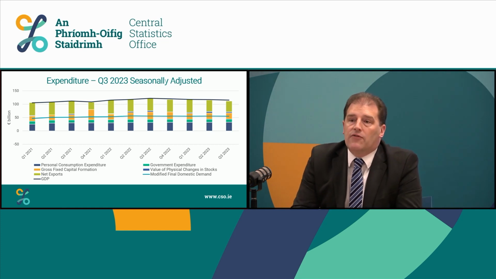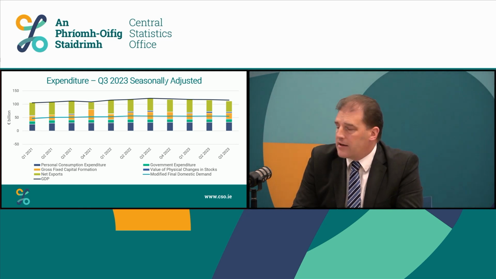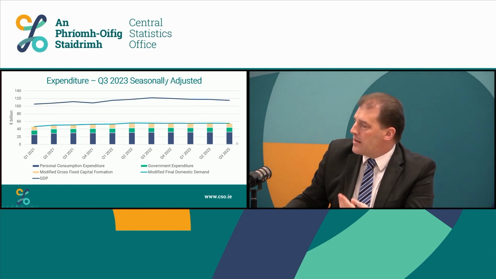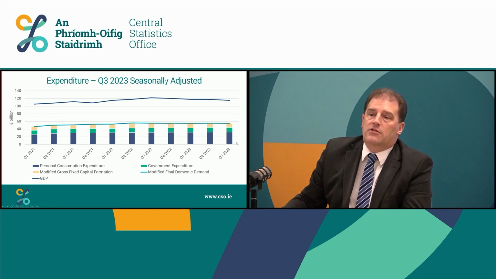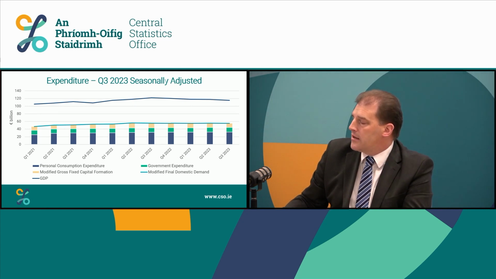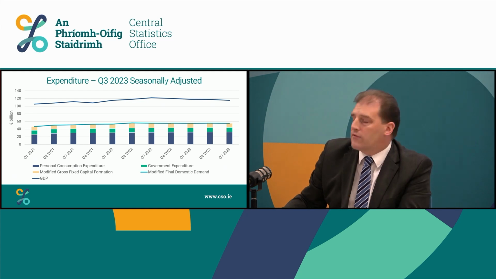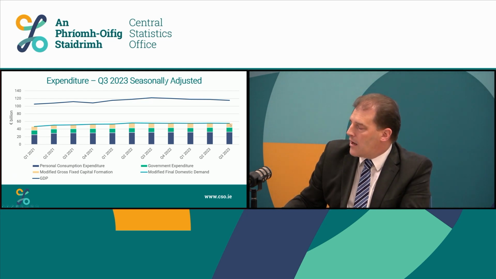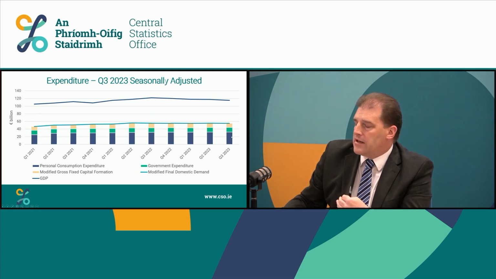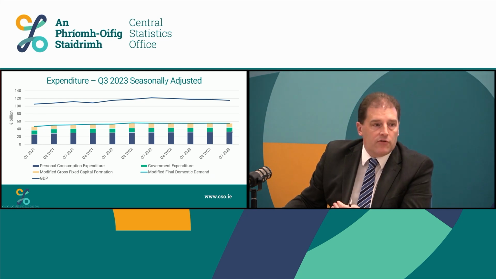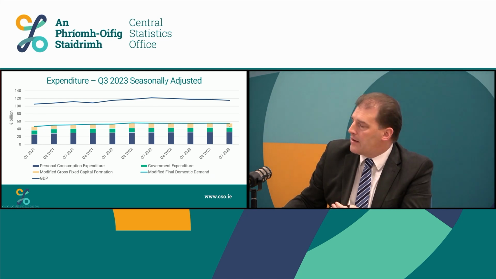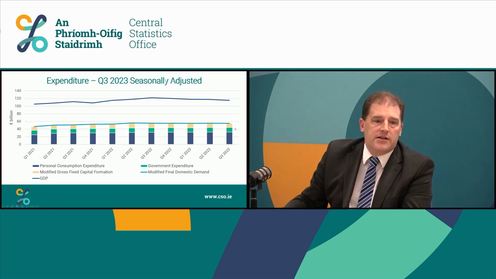government consumption, investment, and the traded sector, exports and imports. The black line is our GDP. Stripping away the multinational data leaves us the blue line, modified final domestic demand, and that's zero or a very small negative for modified domestic demand. So that builds up from the small growth we're seeing in personal consumption, the 1.7% growth in government data, and then this residual here is the modified investment number.